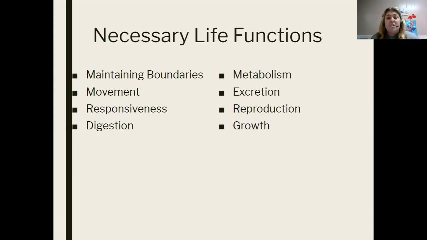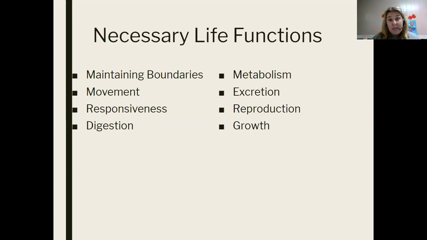So the very first life function is maintaining boundaries, meaning that our insides and our outsides need to be specific from one another, meaning that we have skin that protects us from the outside, meaning that our body is partitioned into particular areas so that our body functions like it's supposed to. We maintain boundaries, and when those boundaries are breached, our body has to do things to overcome that, and that puts us in an imbalance.